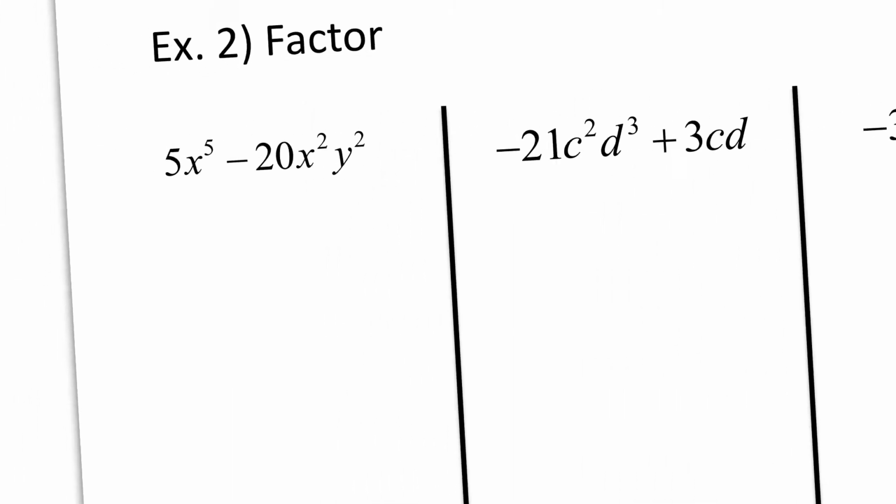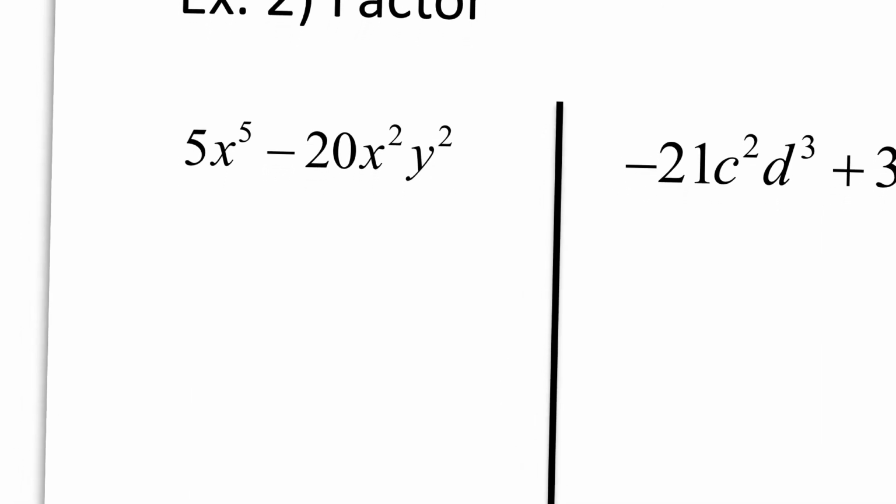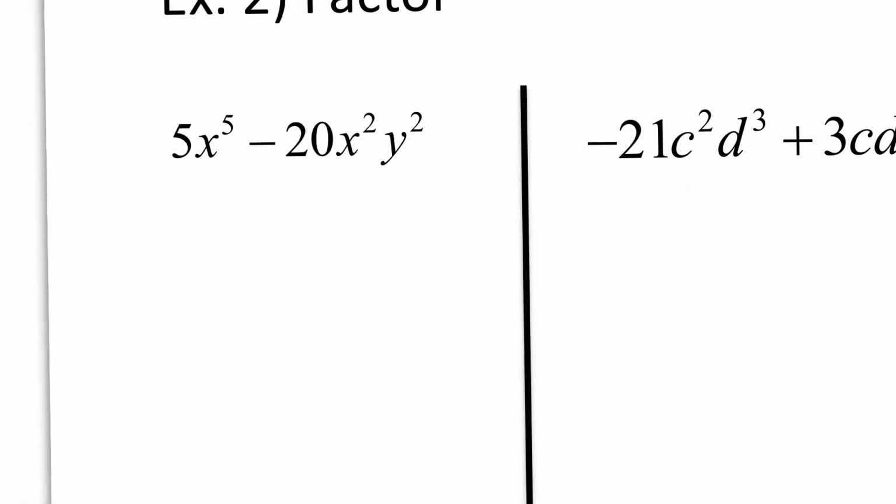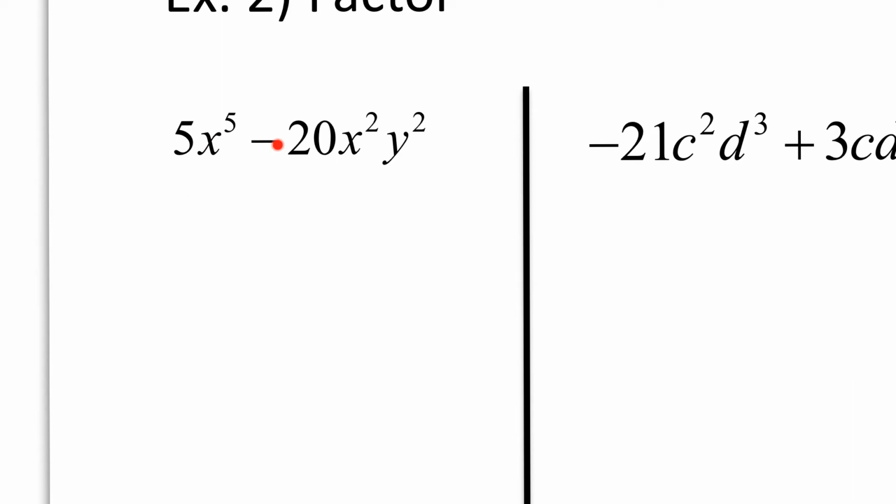Notice it says factor. So that means you want to find the 2 polynomials that will multiply to this binomial. What multiplies to 5x to the 5th power minus 20x squared y squared? So first, I'm going to put my parentheses. That's how we start. I need something outside, I need something inside. So now I'm going to look for the greatest common factor.